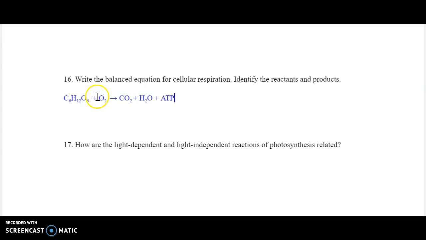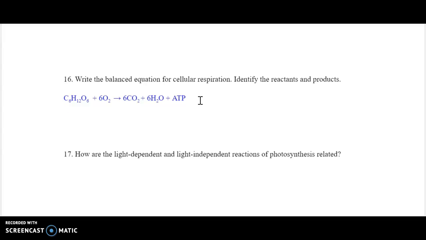And to balance that, remember that one already has 6s in it. We have to go back and put a 6 in front of all the ones that do not have a 6. So we need 6 of those oxygen molecules. We need 6 of those carbon dioxide molecules. And we need 6 of those water molecules. And that would be balanced. And the reactants are going to be on the left. And then the arrow points to the products. So these are our products.